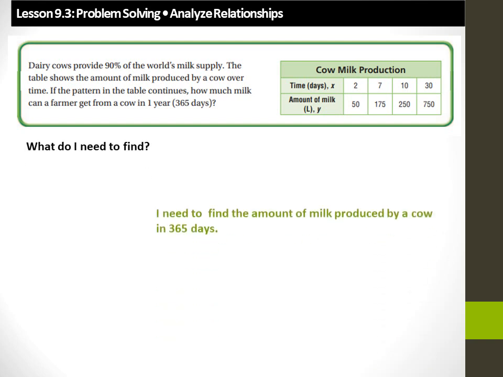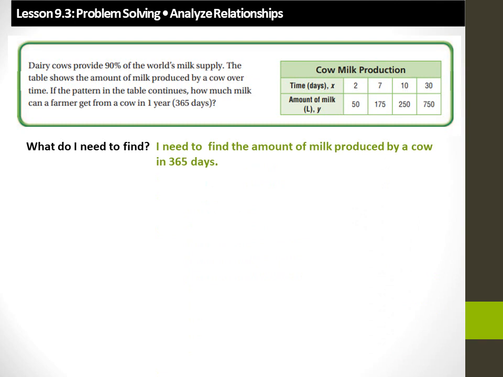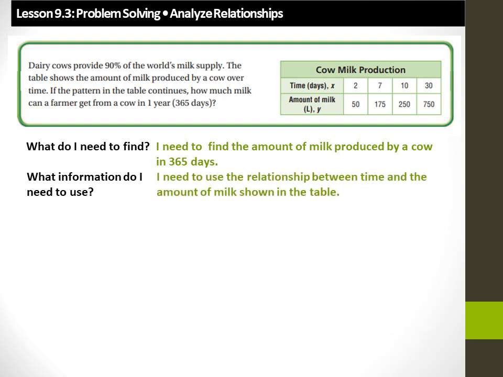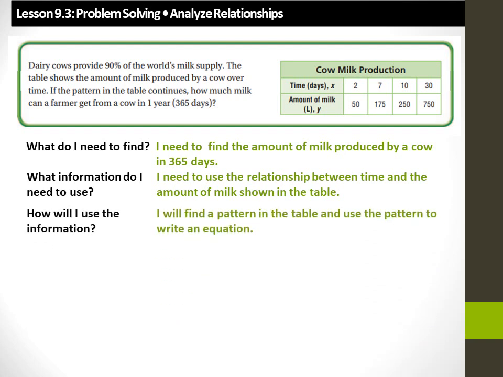What do I need to find? I need to find the amount of milk produced by a cow in 365 days. What information do I need to use? I need to use the relationship between time and the amount of milk shown in the table. How will I use the information? I will find the pattern in the table and use the pattern to write an equation.